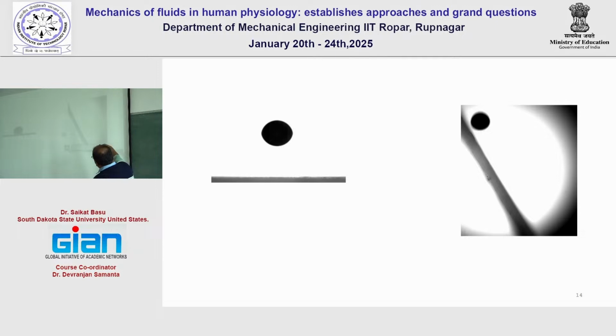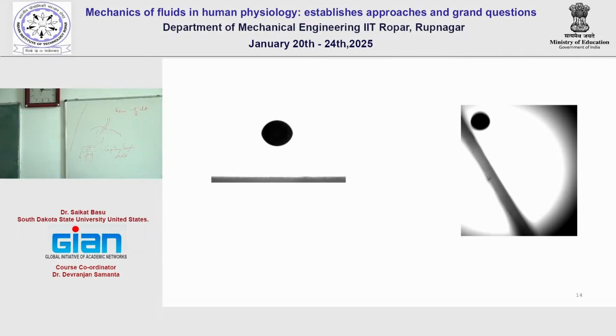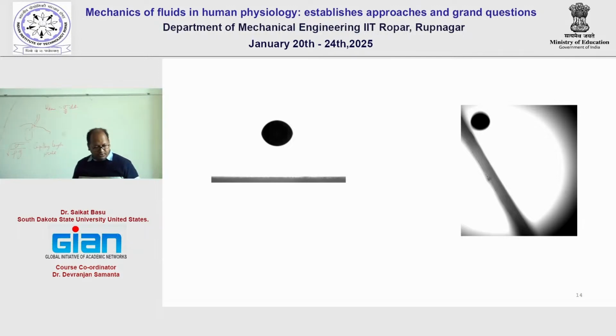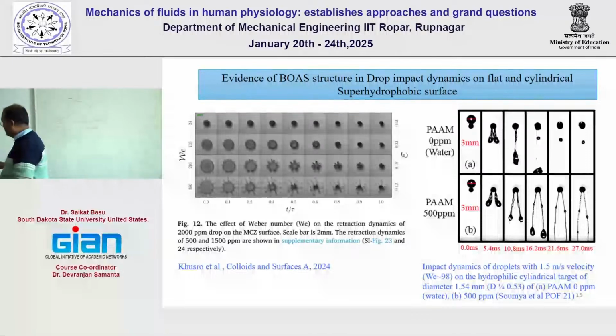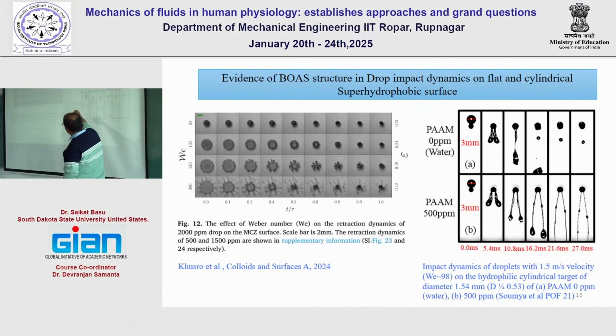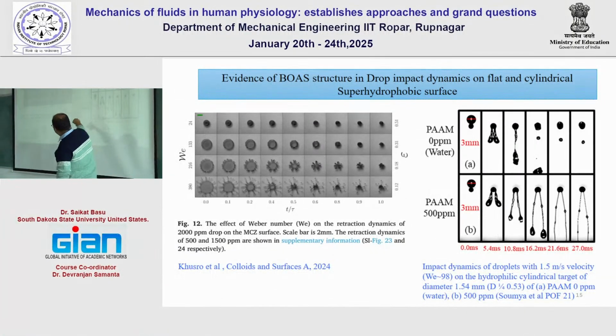These filaments are essentially features of any non-Newtonian drop impact dynamics. These were observed by Shomo, who has passed, and Khusro also has seen such things. So here is again just Khusro's recent paper. He has shown the effect of Weber number on the retraction dynamics of a 2000 ppm drop on the NCZ surface. NCZ is a different kind of superhydrophobic surface.